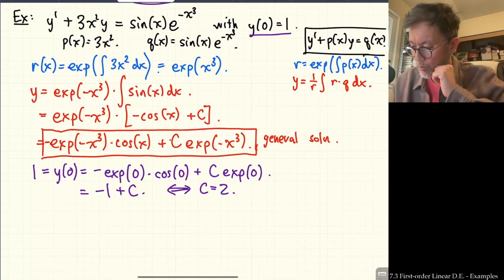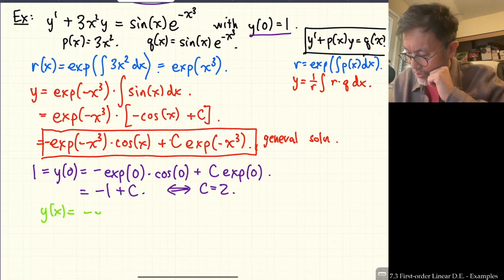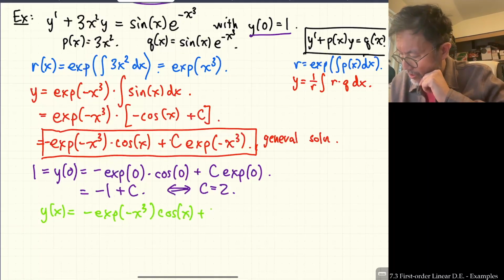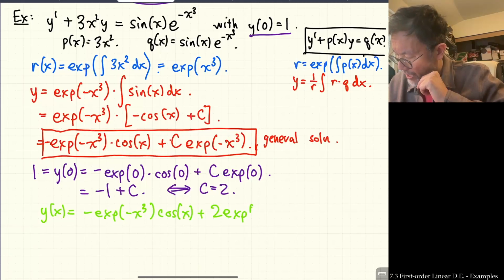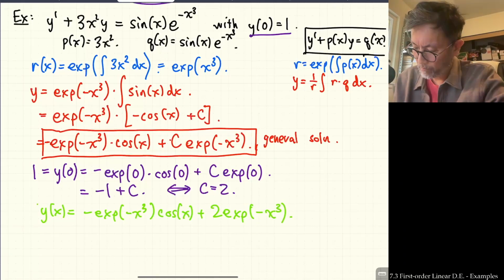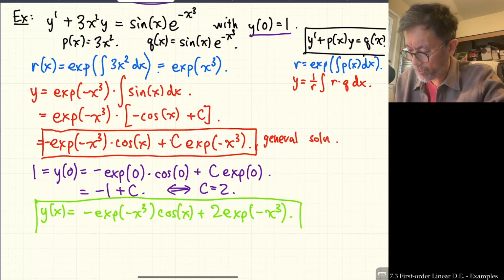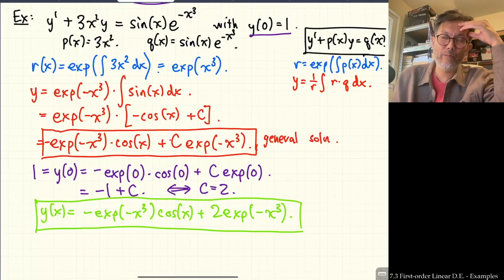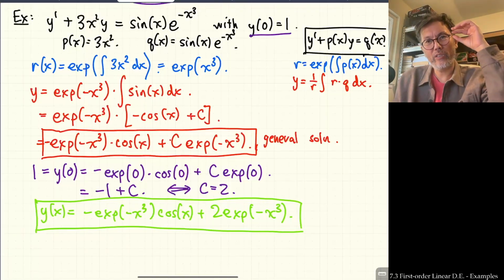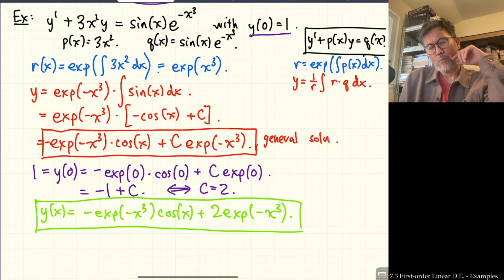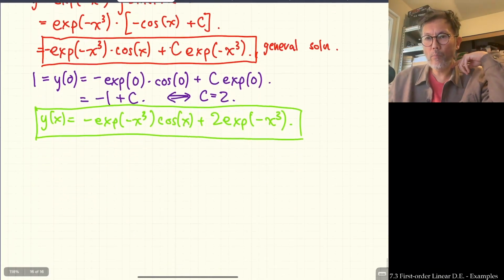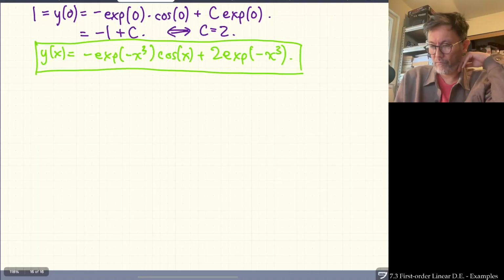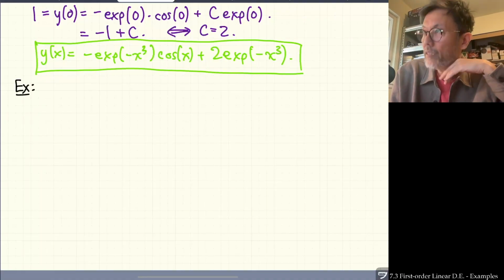And now putting things together, we learn finally what the particular solution is. It's y of x is equal to negative the exponential of negative x cubed times cosine of x plus 2 times the exponential of negative x cubed. You could factor out the exponential bit, there's an exponential factor common, but I cannot be bothered to do that right now. One more example, and then we'll call it done.